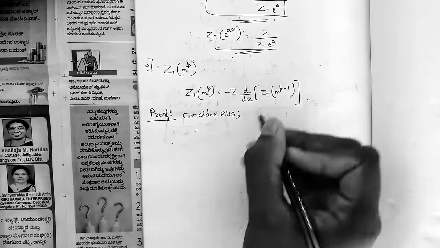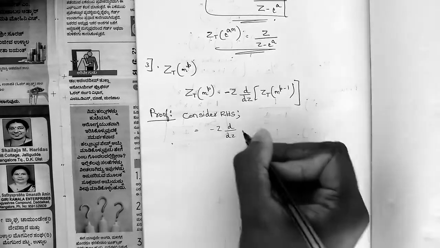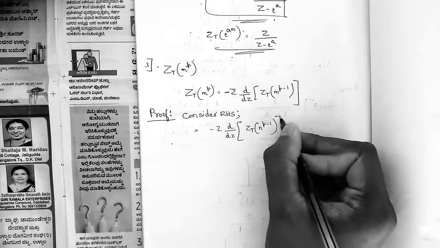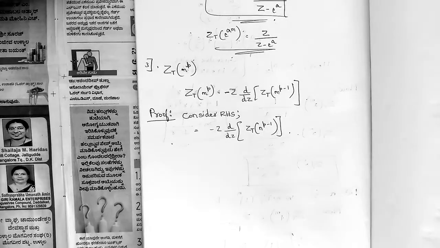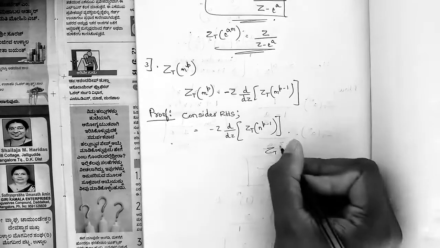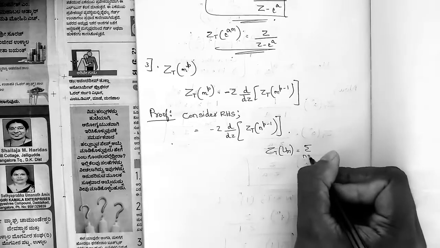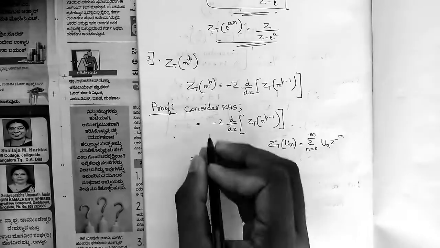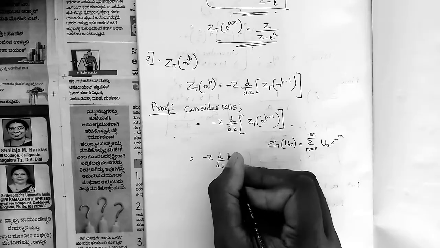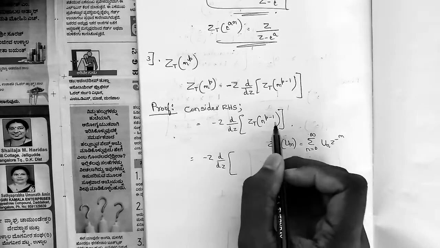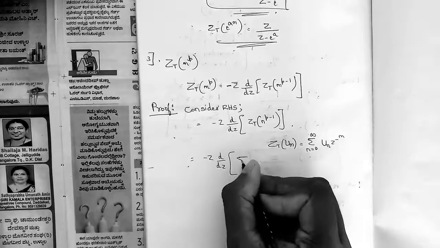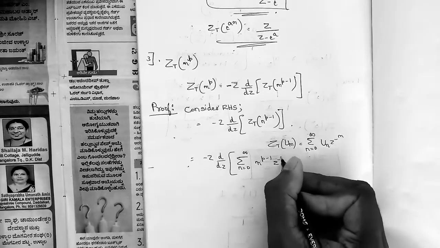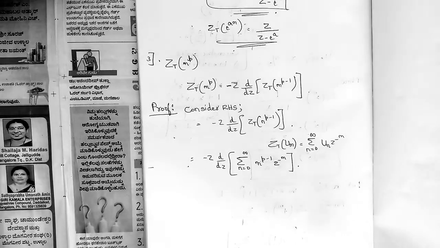So now let's consider the RHS, that is, z transform of n power p minus 1. We know the definition of z transform of un: the summation of n tends to 0 to infinity un z to the power minus n. So this same thing we are going to apply here also, in place of un, that is n power p minus 1. So what would be the required transform? n to the power p minus 1.